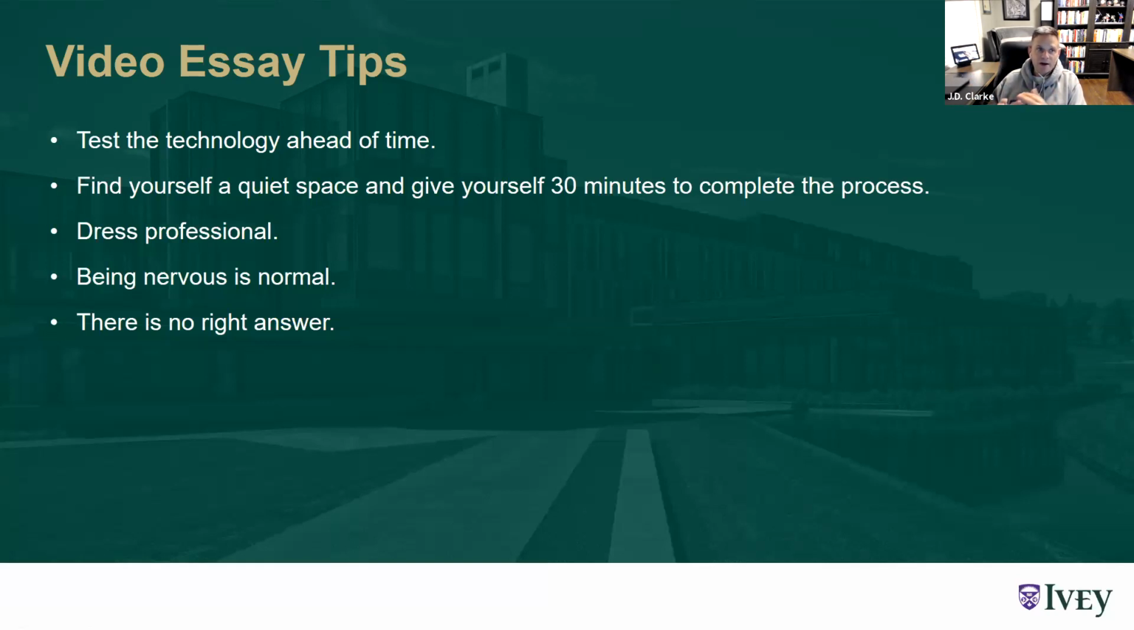Here are some tips around it. You'll have the opportunity to test the technology ahead of time. There's actually a practice question. You want to find a quiet space, give yourself about 30 minutes. It doesn't take that long, but what happens is you're given a question, and then you're given about 30 seconds to a minute to think about your response and a minute to respond back, and you get 2 questions. So really, by the time you get settled to the end, it's about 15 minutes, but you don't want to feel rushed, so give yourself 30 minutes to complete it.